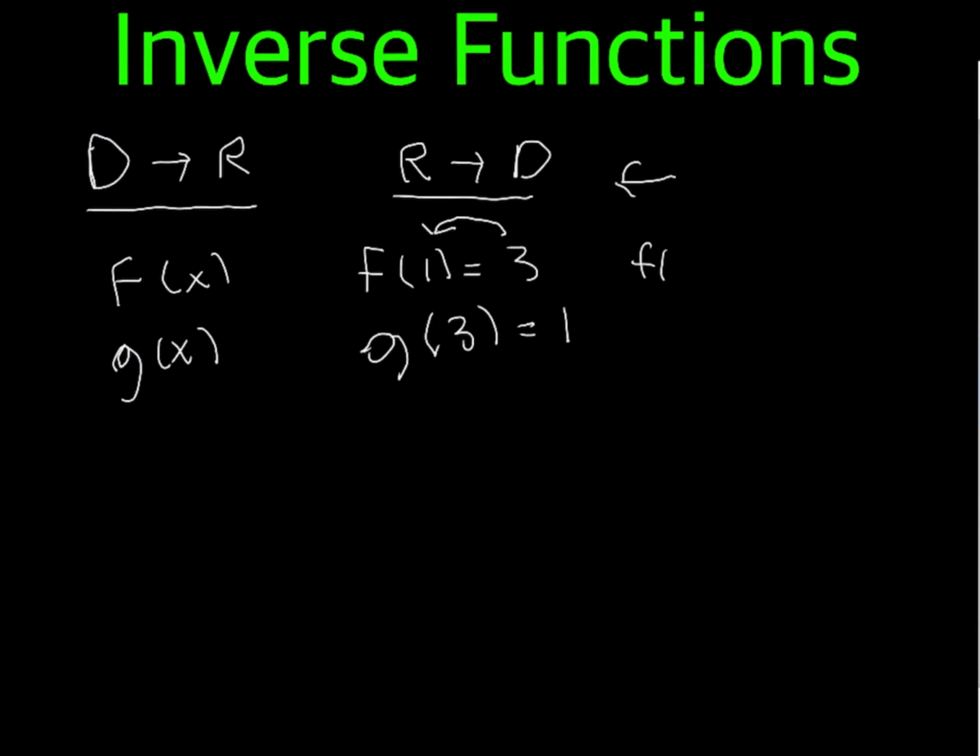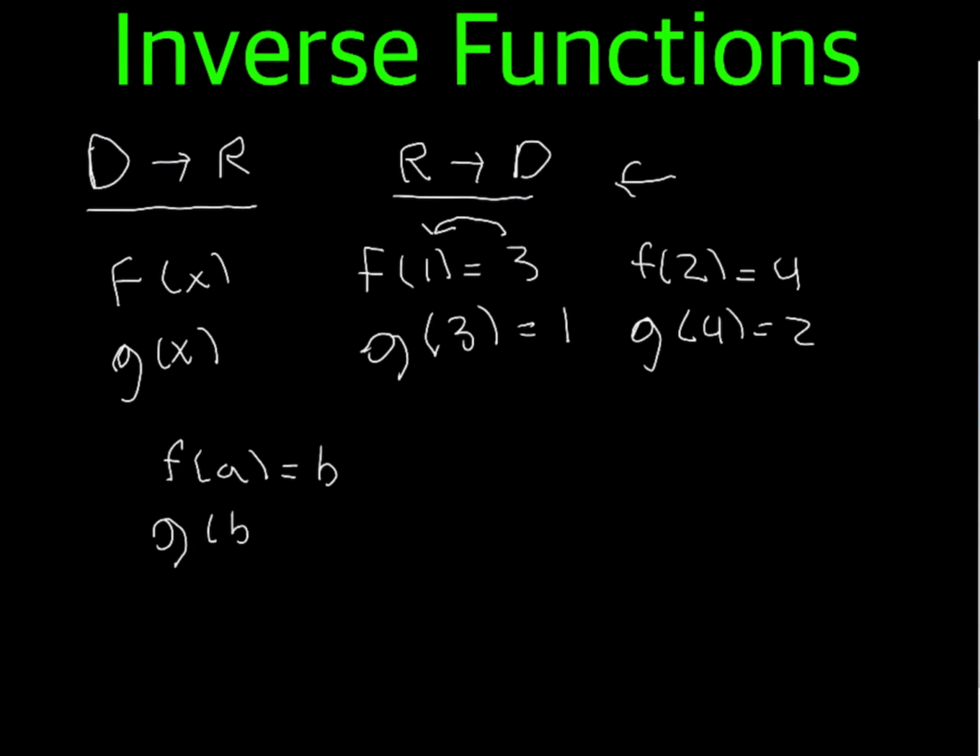So if we had f of 2 was 4, then g of 4 would equal 2. And in general, if we have f of a equals b, then g of b equals a if and only if g of x is the inverse of f of x. So that's pretty cool, but let's talk about some notation for inverse functions.